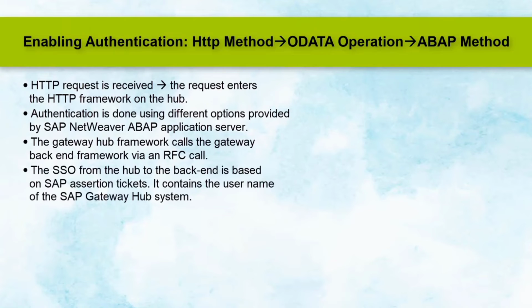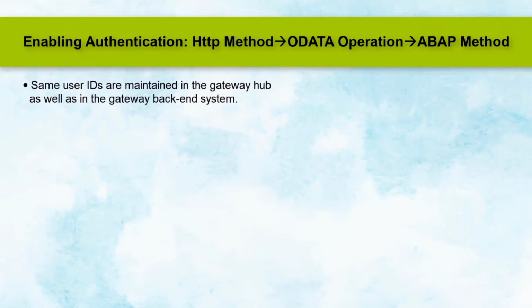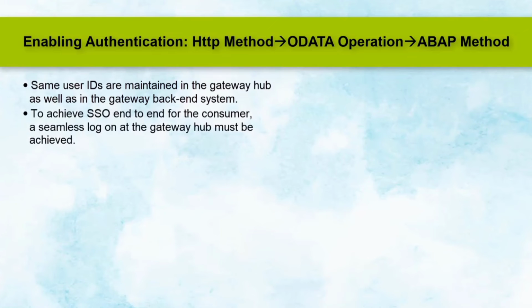The SSO from the hub to the backend is based on the SAP assertion tickets. It contains the username logged onto the SAP Gateway Hub system. The same user IDs need to be maintained in the Gateway Hub as well as in the Gateway Backend system. To achieve SSO end-to-end for the consumer, a seamless log-on at the Gateway Hub must be achieved.